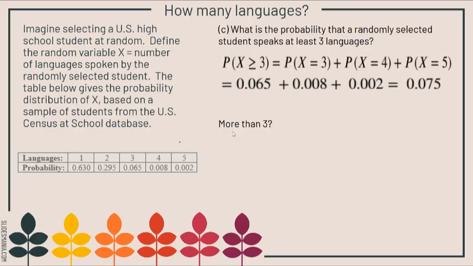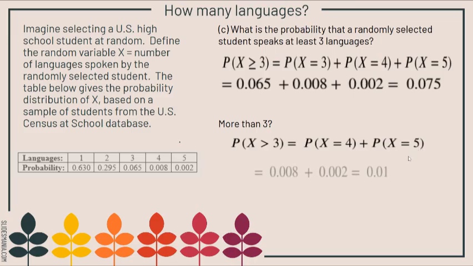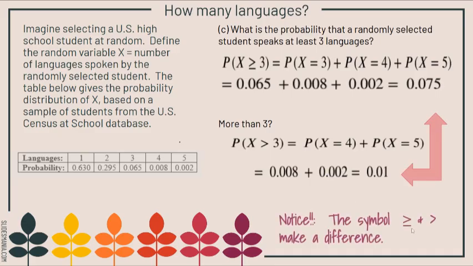What about finding the probability that the number of languages spoken is more than 3? When we say more than 3, we're only counting 4 and 5. What I want you to notice is when you add those up, we get a different number than greater than or equal to 3. Greater than 3 and greater than or equal to 3 are two different probabilities, because greater than or equal to 3 includes 3. Greater than 3 does not. This happens with discrete random variables. So notice the symbols make a difference.